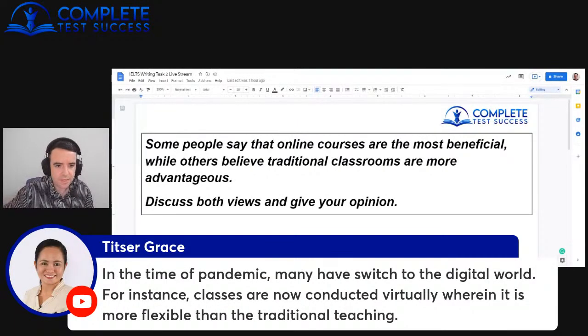In the time of pandemic, many have switched to the digital world. For instance, classes are now conducted virtually, wherein it is more flexible than the traditional teaching. So, it doesn't really matter what people are doing. What people are doing doesn't make it good or bad. So you have to explain why it's better. So you have to lead with it's more flexible, but then more flexible is too vague, is the problem.